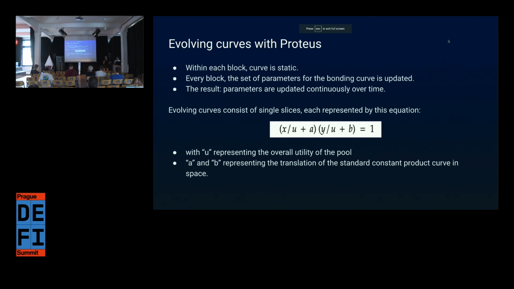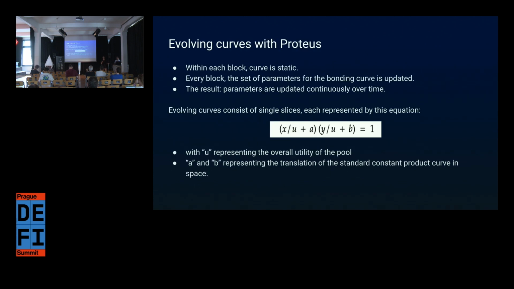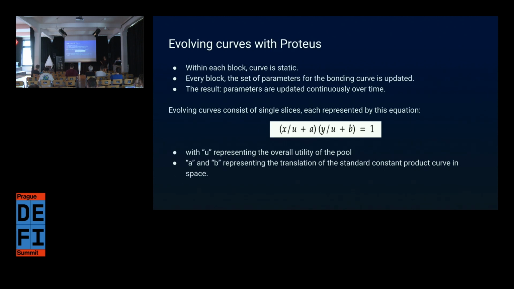But wait, can't we already move our concentration with UniV3? The key is that Proteus lets us evolve the values of A and B continually every block. Basically, every block, the curve, and hence the liquidity concentration will change slightly. Moving liquidity concentration through many small changes turns out to be MEV resistant.